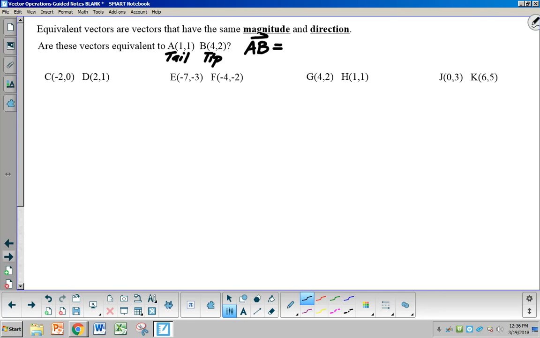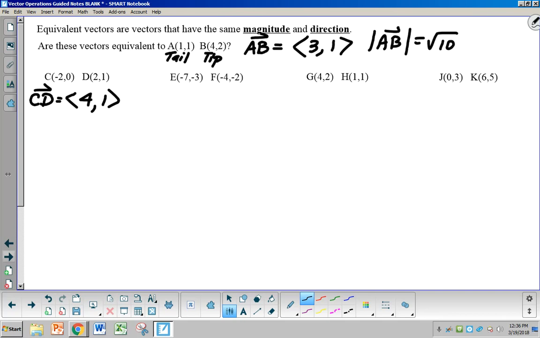3, 1. Everybody agree? We're going to go 4 minus 1 is 3, and 2 minus 1 is 1. What is its magnitude then? It's going to be the square root of 9 plus 1, which is root 10. So we're going to see if we can find any vectors here that are equivalent. So we need vector CD. What is it in component form? We're going to go 2 minus negative 2, which is 4, comma 1. Is that going to have the same magnitude? No, and certainly not the same direction. So this one is not equivalent.